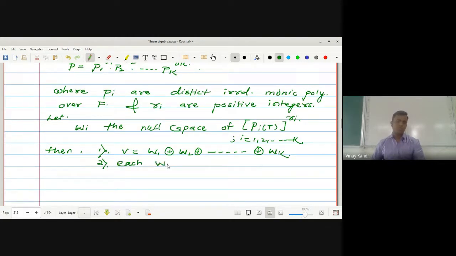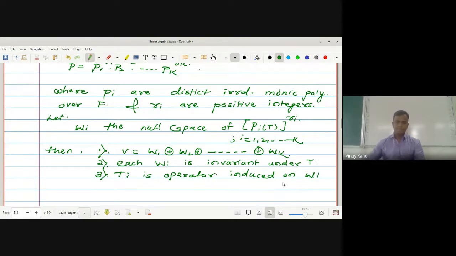Second one, each Wi is invariant under capital T. And third one, if Ti is the operator induced on Wi. Okay, Ti is what? Ti is operator induced on Wi.